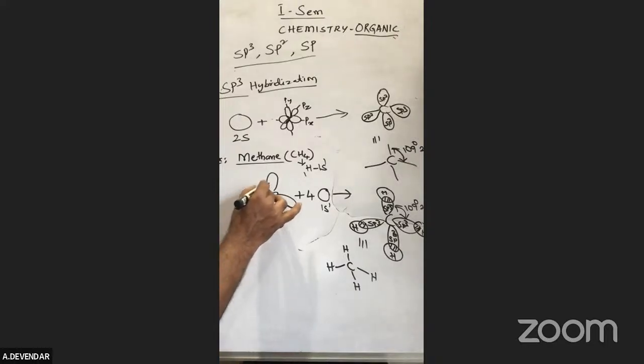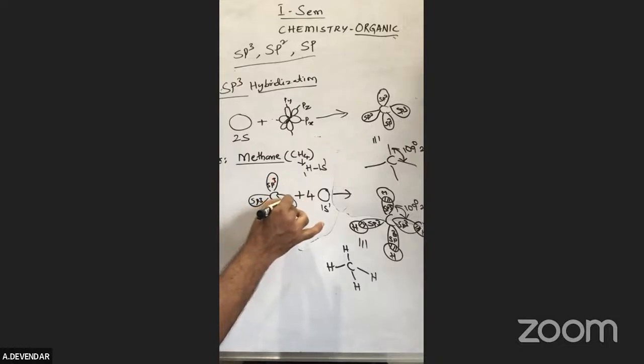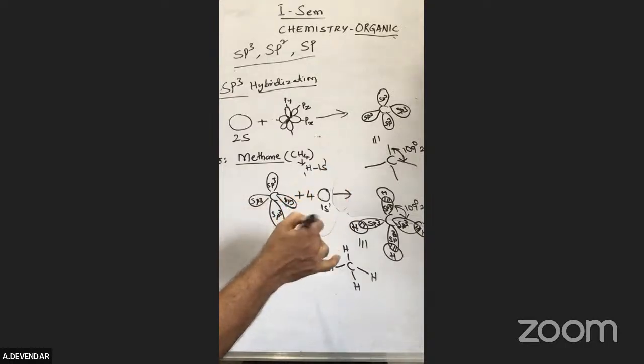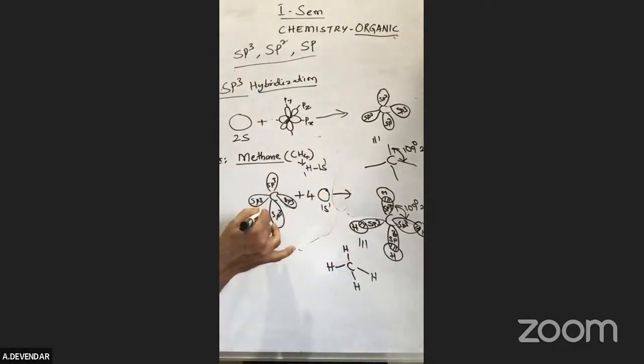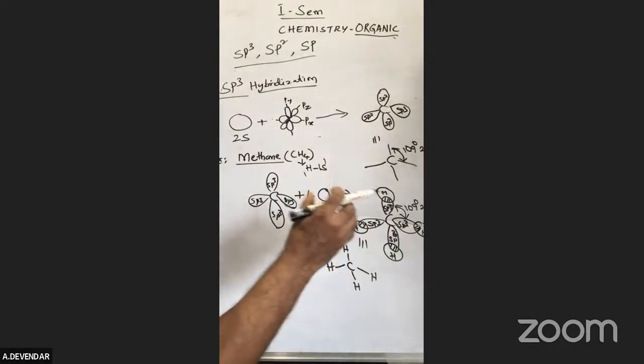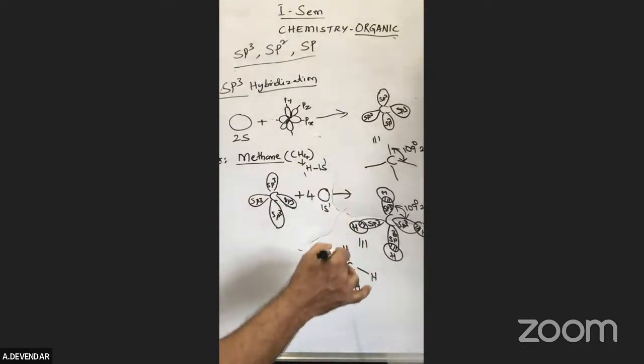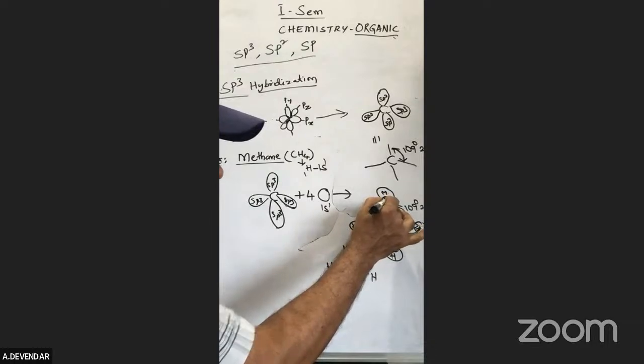Initially, the four sp3 hybrid orbitals are present. On these four sp3, four hydrogens are combining. These are the pure orbitals; it is a hybrid orbital. Pure orbitals are mixing, that means head-on head overlapping takes place. Due to all the overlapping, what happens? A sigma bond is formed.